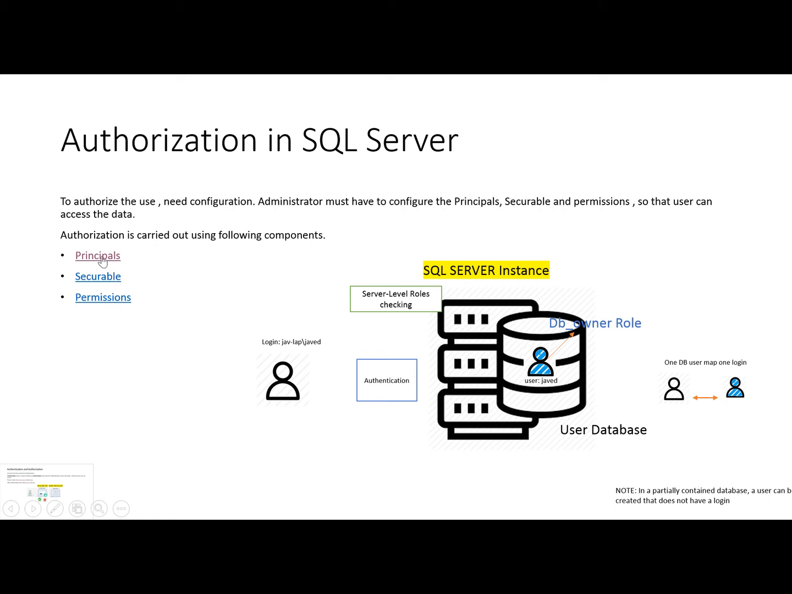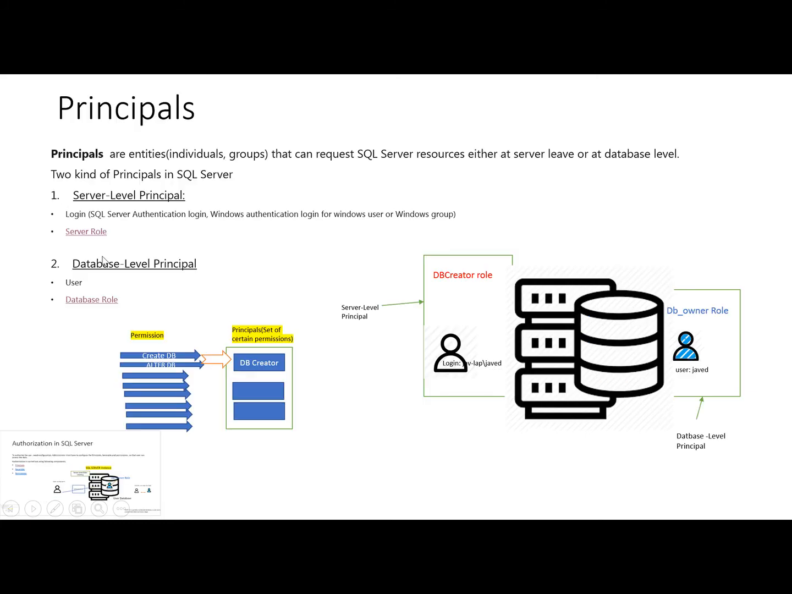So we will discuss the first component required for authorization. This is the principal. Principals are entities, either individuals or groups, that can request SQL Server resources, either at the server level or at the database level. There are two kinds of principals in SQL Server: server level principals and database level principals.